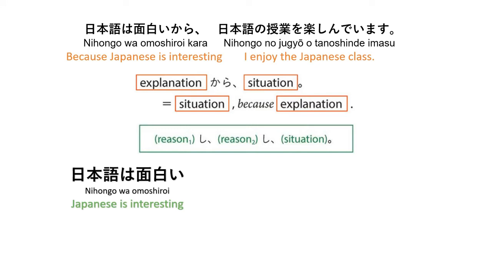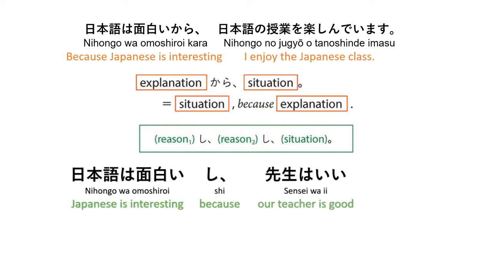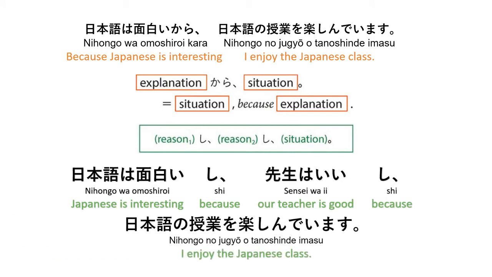Nihongo wa omoshiroi, shi, and then reason number 2. Sensei wa ii, shi, and then the situation. Nihongo no jugyo o tanoshindeimasu. Nihongo wa omoshiroi shi, sensei wa ii shi, Nihongo no jugyo o tanoshindeimasu. I enjoy the Japanese class because Japanese is interesting and our teacher is good.